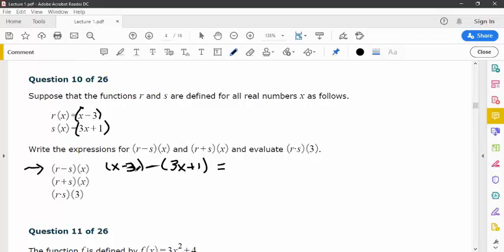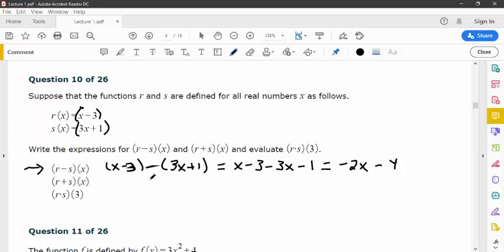Now we remove parentheses. So if nothing is in front of parentheses, there's nothing in front of the x minus 3, that just becomes x minus 3. In the second group, since there's a minus sign in front, it changes both signs. So the 3x becomes a minus 3x, and the positive 1 becomes a negative 1. And our last step would be to combine like terms. So we have 1x minus 3x, which is negative 2x, and we have negative 3 and a negative 1, which gives us a negative 4.